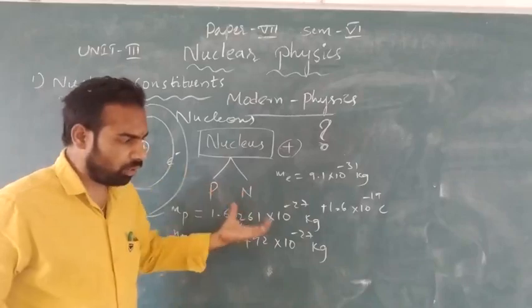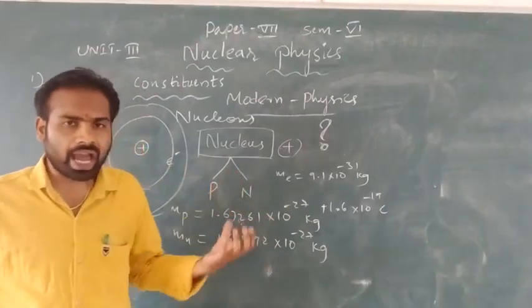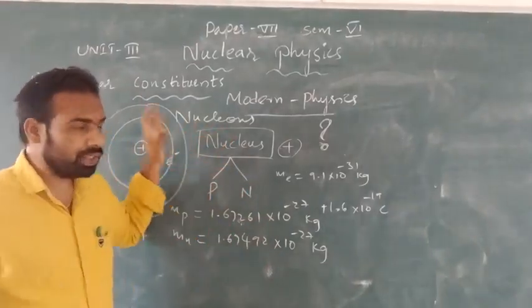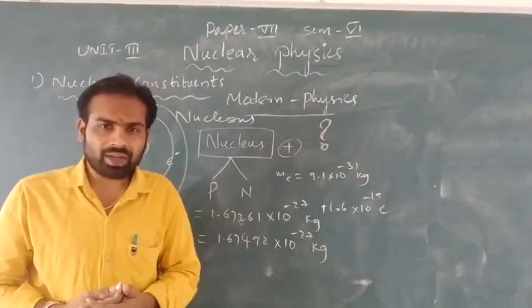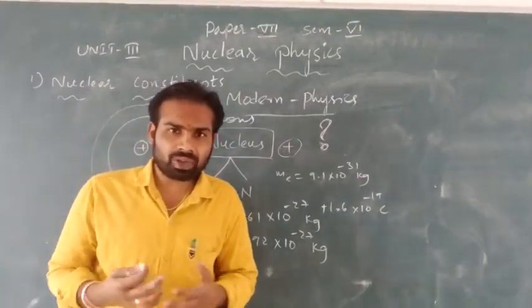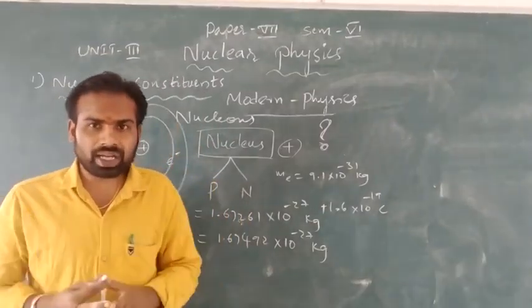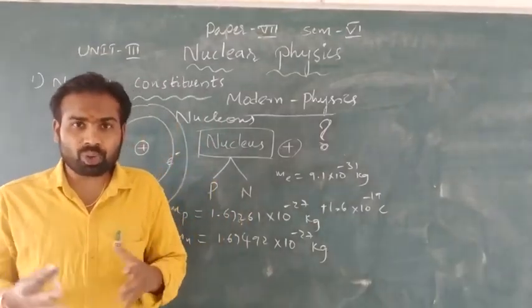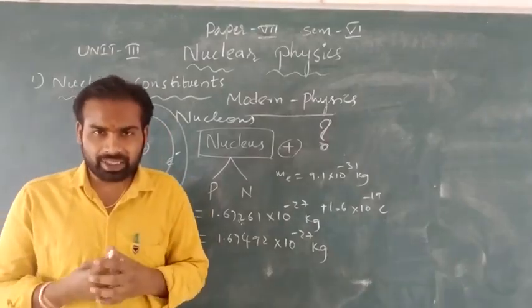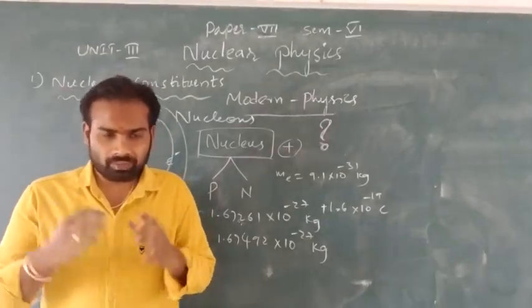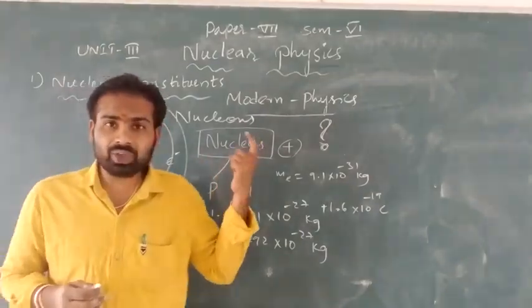The protons have positive charge, yet the nucleons are stable in the nucleus. Why? What is the reason? What is the force which is binding these nucleons together, even though the protons have positive charge? What is the force which is binding the nucleus? What is the reason that the nucleus is stable?